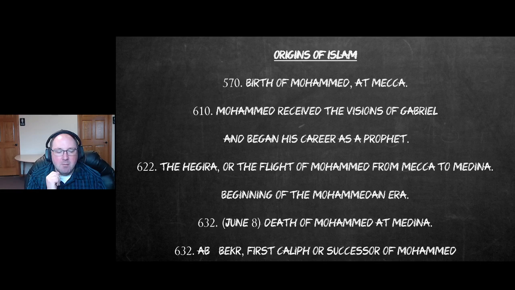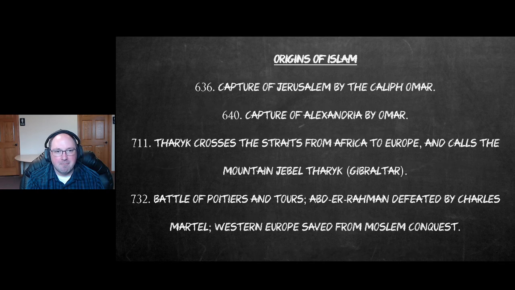And Abubakr is the first caliph or successor of Muhammad in 632. We see then starting a condensing of the Quran in a written form in the 600s. We see revisions then being included, and then the writing down of the Hadith. In 636, the pressure westward, in which Jerusalem is then captured by Caliph Omar. In 640, they capture Alexandria in Egypt as they head south.